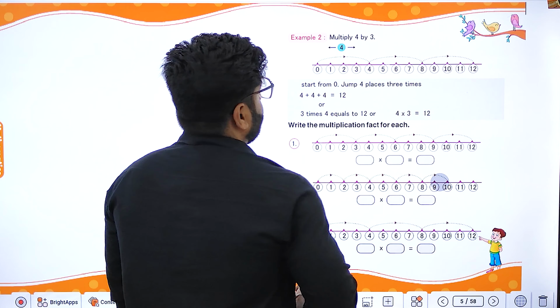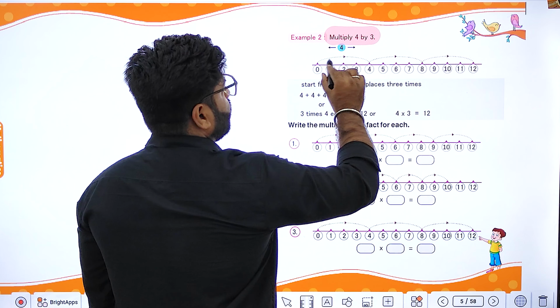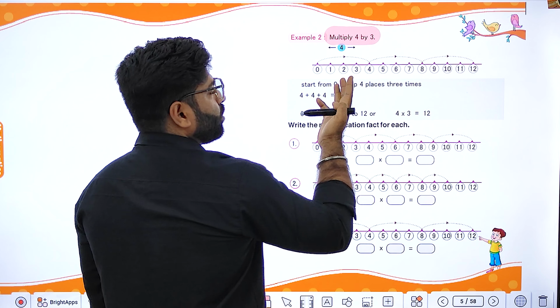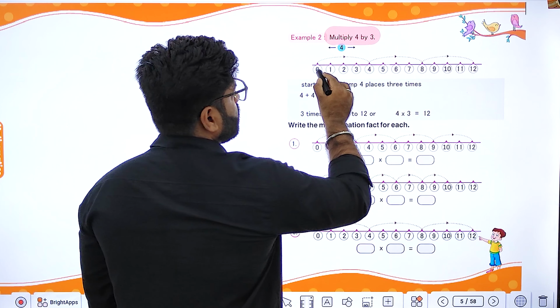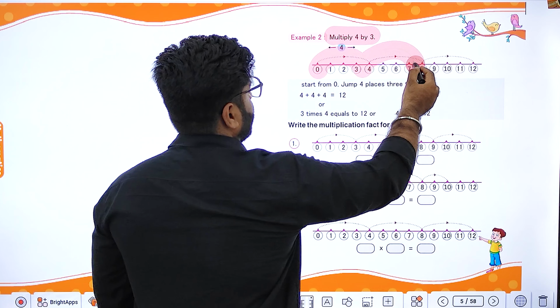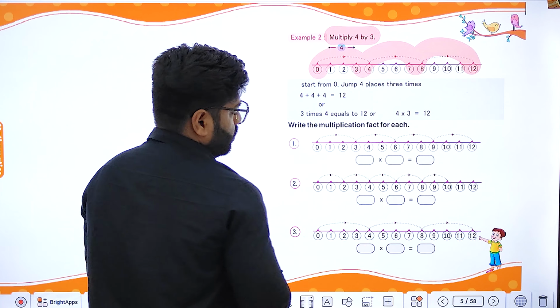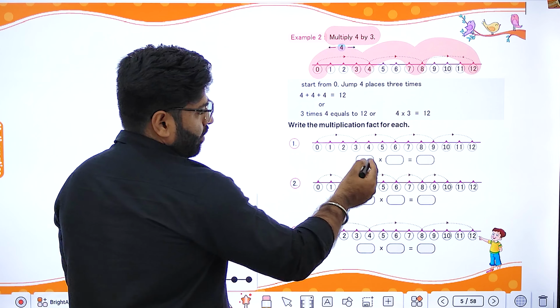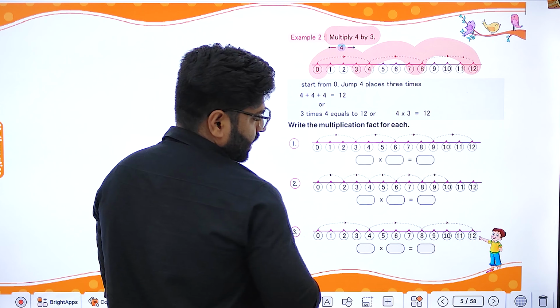Let's see one more example here, that is multiply 4 by 3. We have to jump 4 numbers 3 times. So 0 to 4, 4 to 8, 8 to 12. So come to our next part. Here we are having some practice questions.